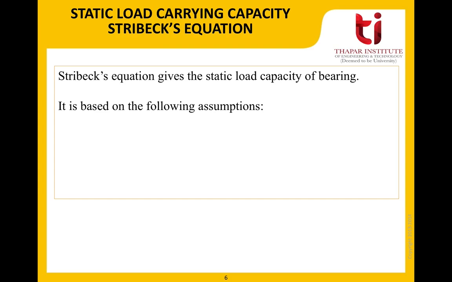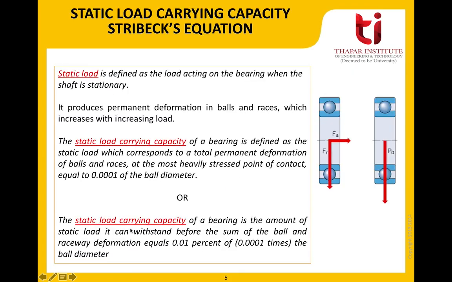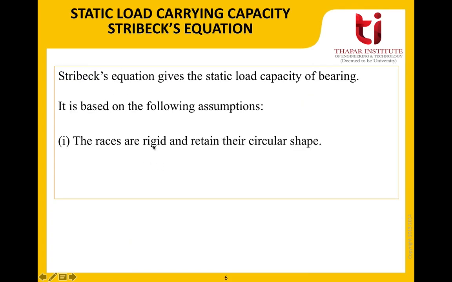Now, there is an equation known as Stribeck's equation, which helps you evaluate the static load carrying capacity of a bearing. It is based on the following three assumptions. The first one is that the races are rigid and they retain their circular shape. I hope you remember when I talked about the terminology, this is the outer race of the bearing, and this is the inner race of the bearing. So the assumption is that the races are rigid and retain their circular shape. When I say the term rigid, it simply means that there will be no deformation in the races.